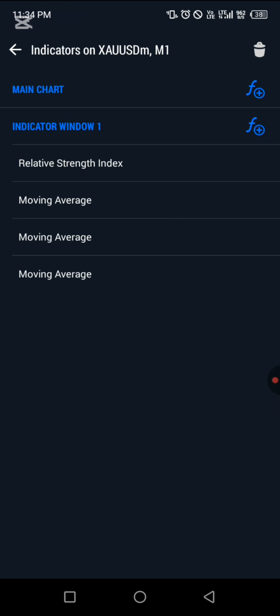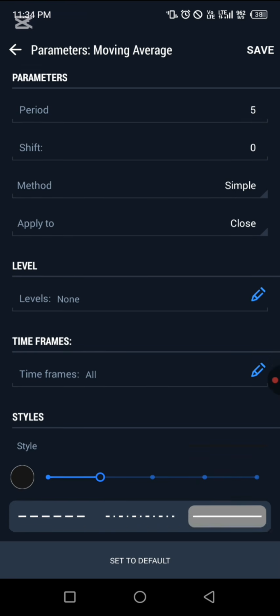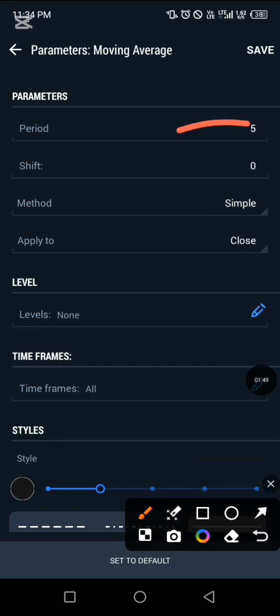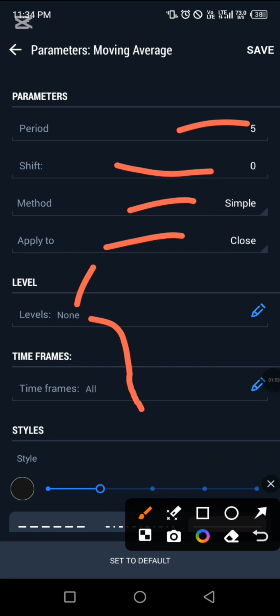The next indicator you're going to be using is your moving average. Your moving average period is 5. I've done this in the previous video. So period is 5, shift is 0, method is simple, apply to close. Then once you have all of this figured out, you click on save.